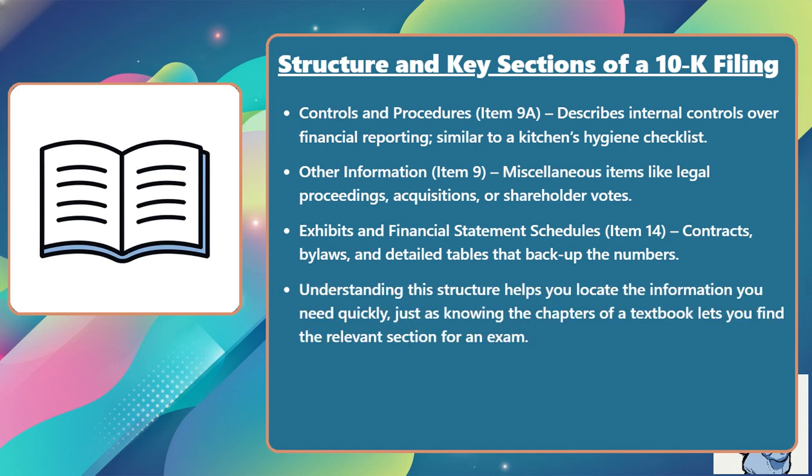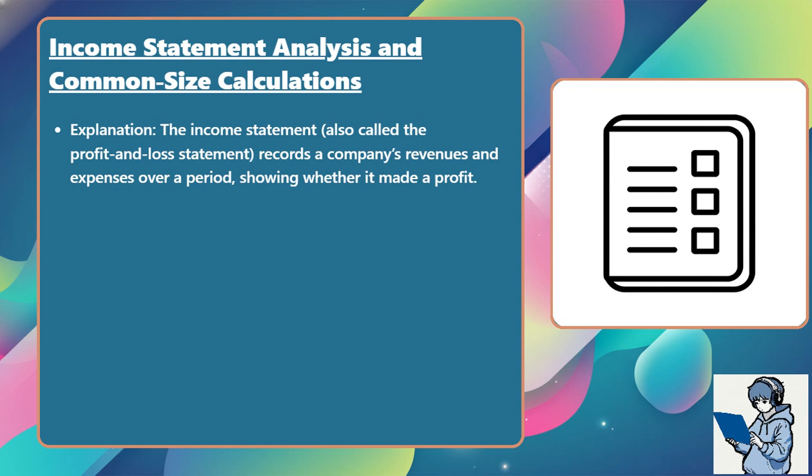Understanding this structure helps you locate the information you need quickly, just as knowing the chapters of a textbook lets you find the relevant section for an exam. Explanation. The income statement, also called the profit and loss statement, records a company's revenues and expenses over a period, showing whether it made a profit.